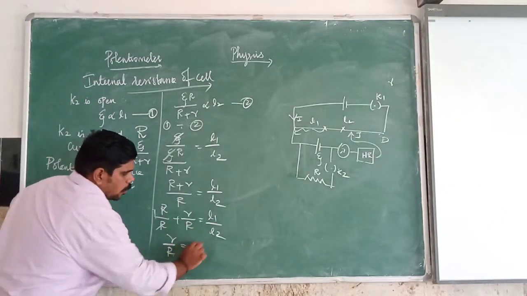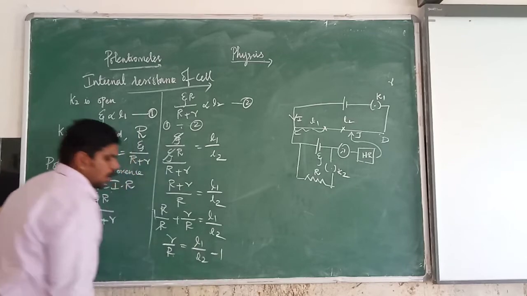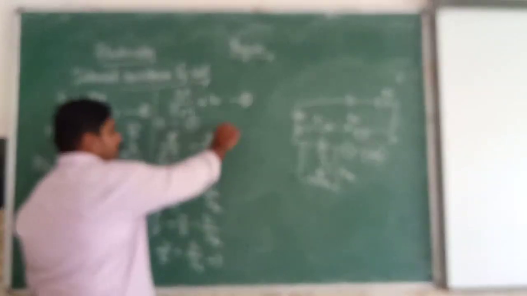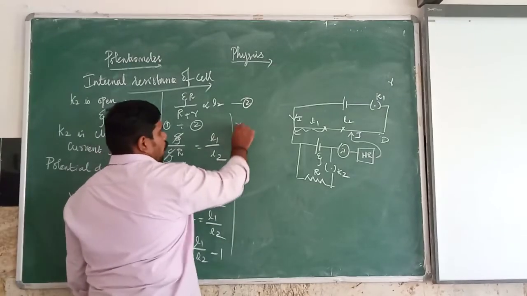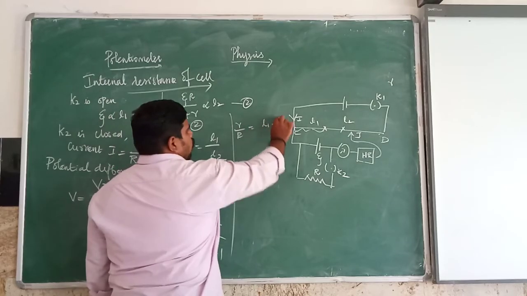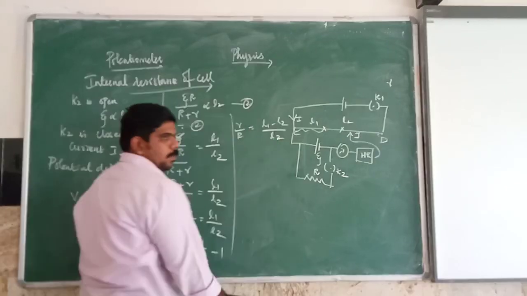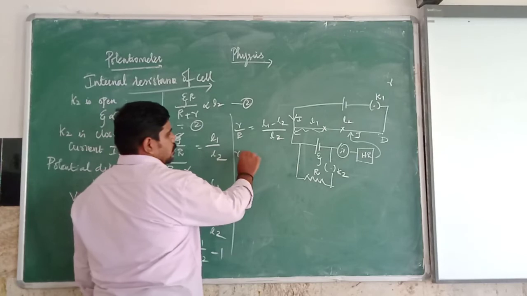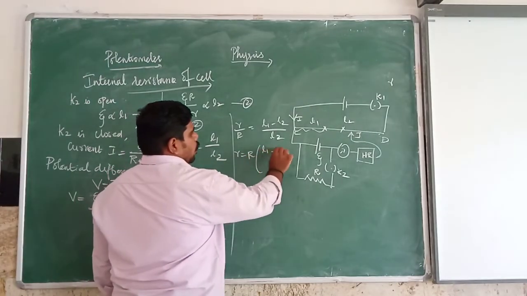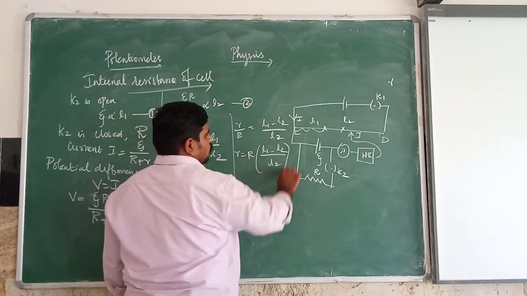So r by R is equal to L1 by L2 minus 1. If you take the LCM, r by R is equal to L1 minus L2 by L2. From this we find the internal resistance: r is equal to R into L1 minus L2 by L2.